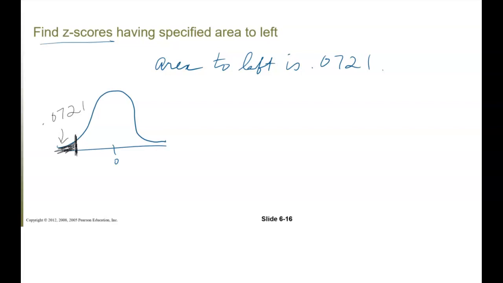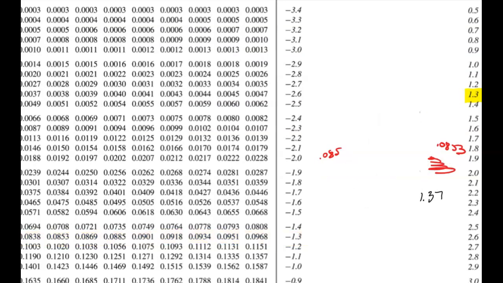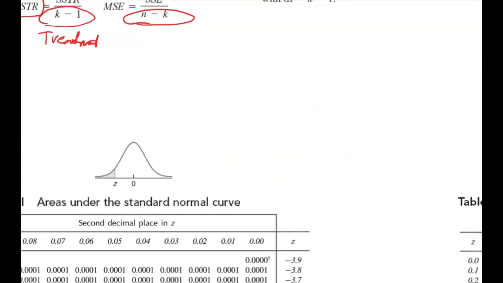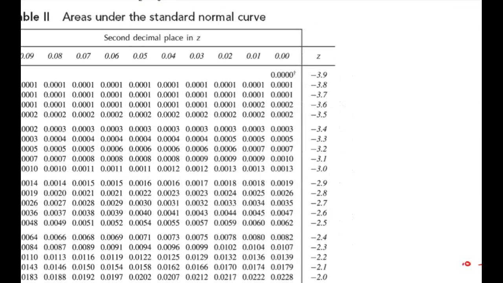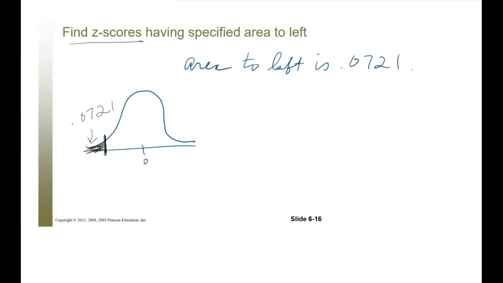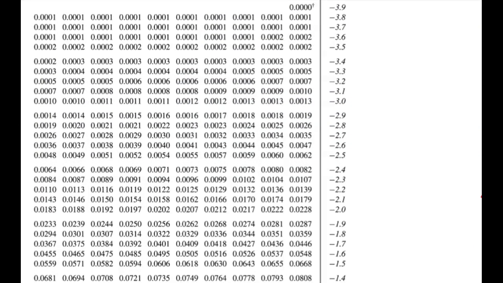I'm going to go to my table now. Now things are a little bit different. Let me erase what I was doing before so it's not messy. I now have to find in here. Don't get confused. We are not looking up z-scores. It's not a z-score. I've got to find 0.07.